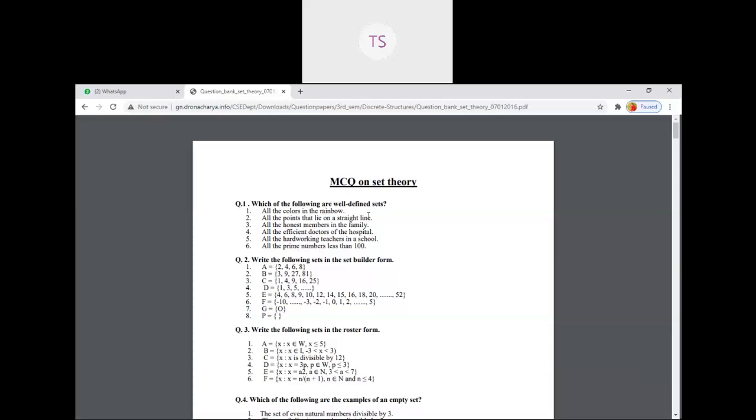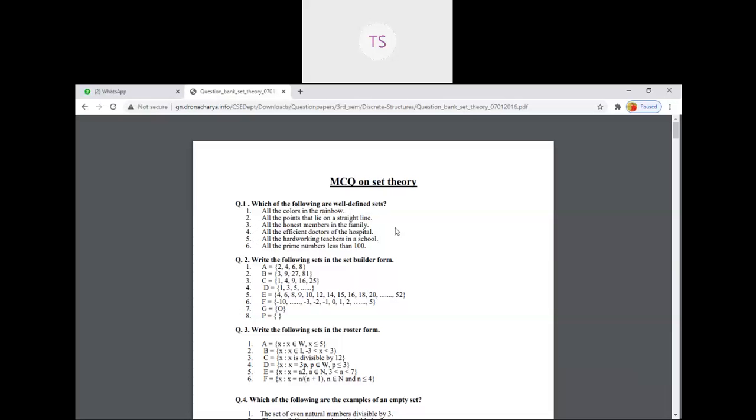Here it is given: which of the following are well-defined sets? Now there are six options. So from these six options, which is the correct one? Which of the following are well-defined sets? Now tell me. You read each line and tell me which is a well-defined set.